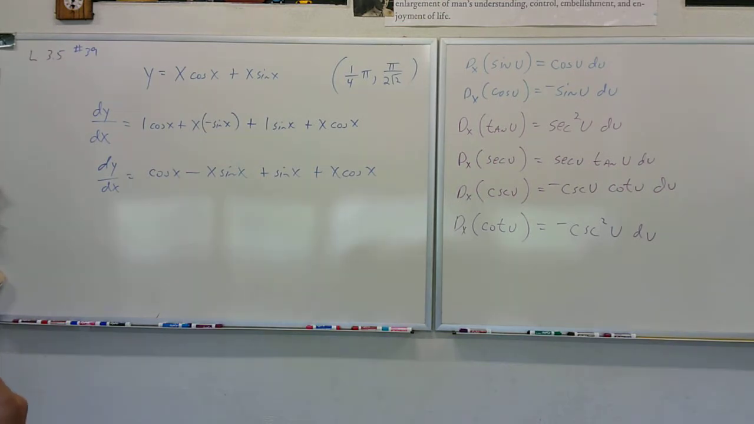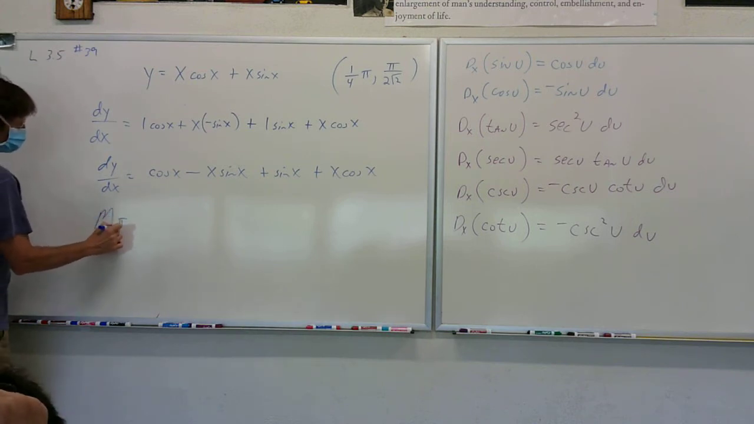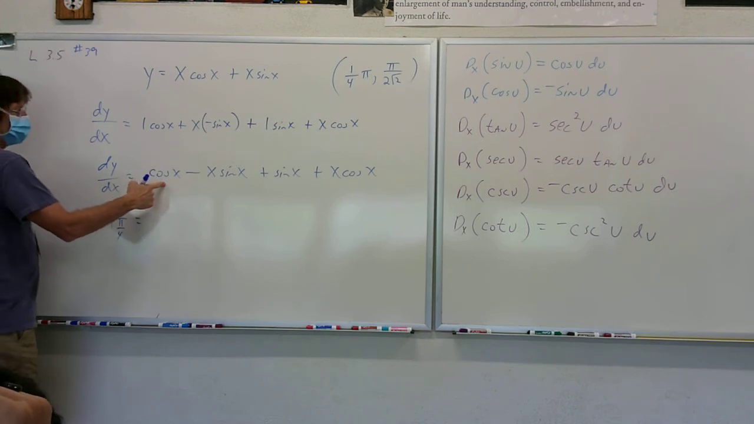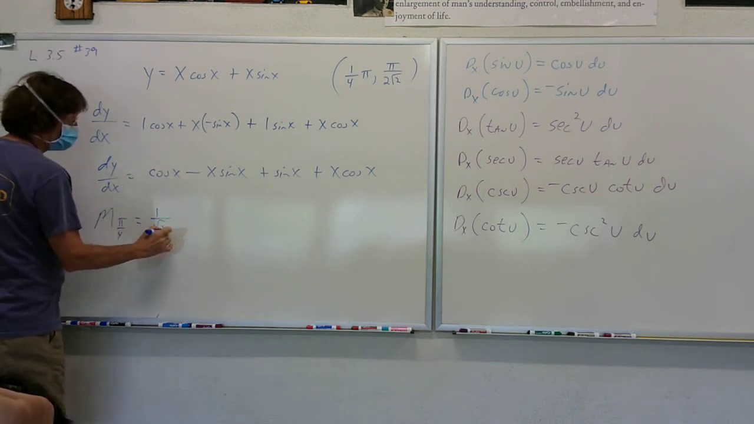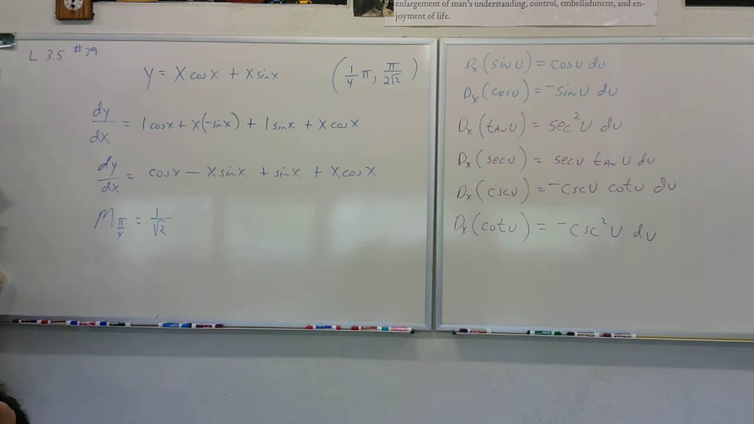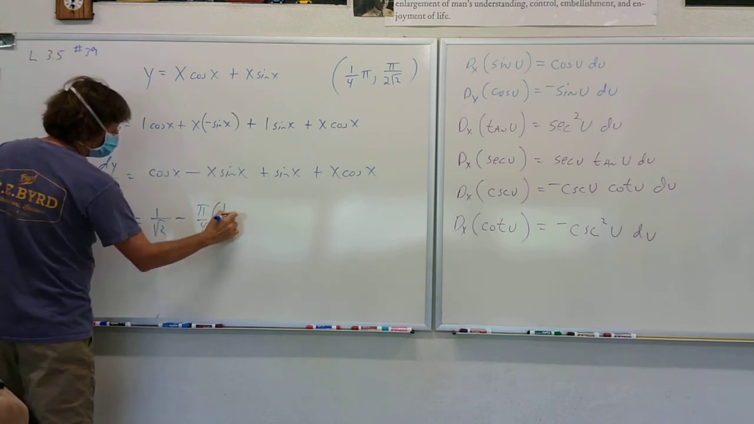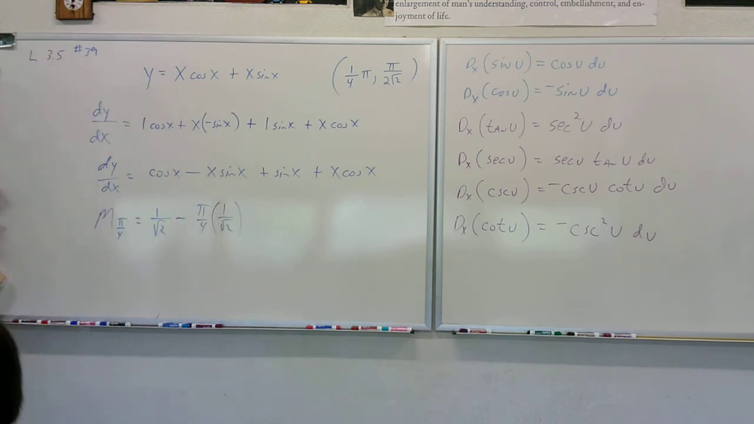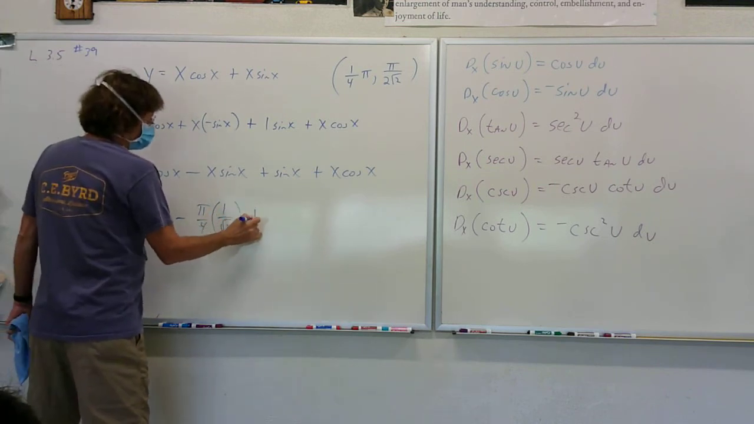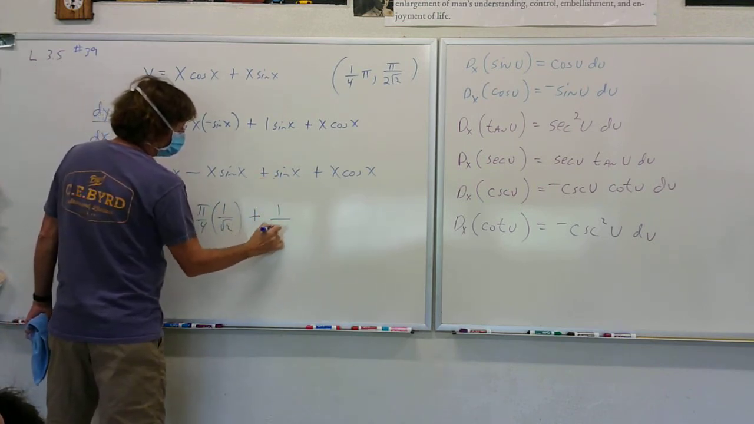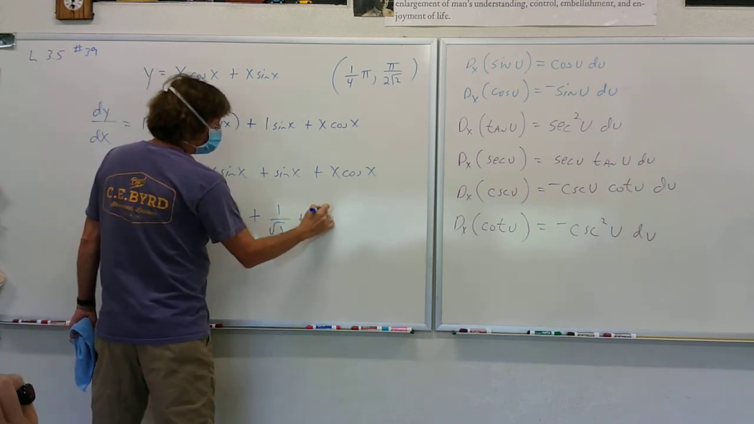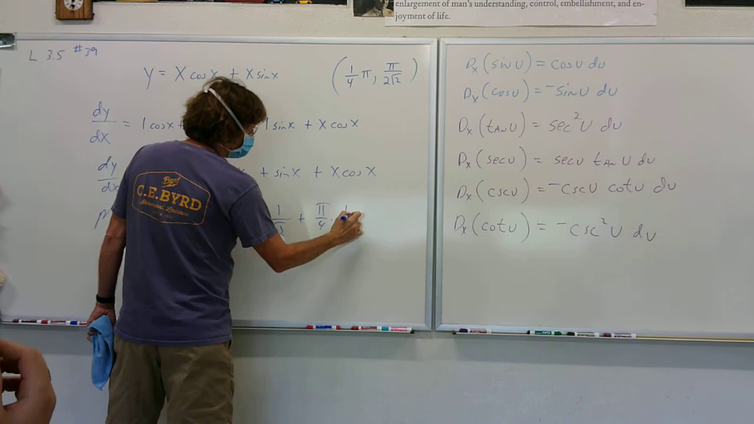I want to know the slope at pi over 4. Does everybody agree the slope's probably not real pretty since they didn't ask you to do this? You can use my notation. M pi over 4 equals cosine of pi over 4, 1 over the what? Square root of 2. Minus pi over 4 times the sine of pi over 4, which is what? 1 over square root of 2. Plus sine of pi over 4, 1 over square root of 2. Plus pi over 4 times 1 over the square root of 2.